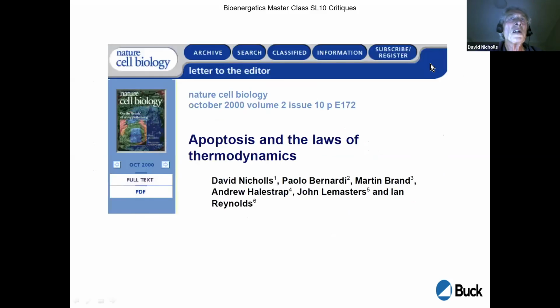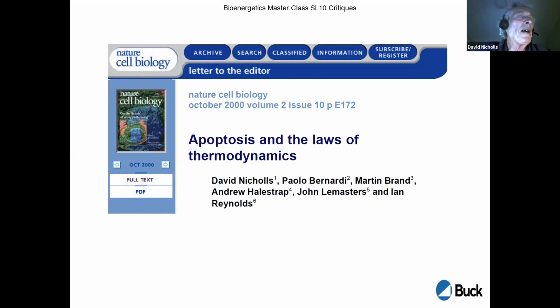And Martin and I, and we got a few other long in the tooth bioenergeticists to write a rebuttal to Nature. Oh, it was Nature. It's always Nature, isn't it? Which we called Apoptosis and the Laws of Thermodynamics. So we said you either believe the paper or you believe the first law of thermodynamics.